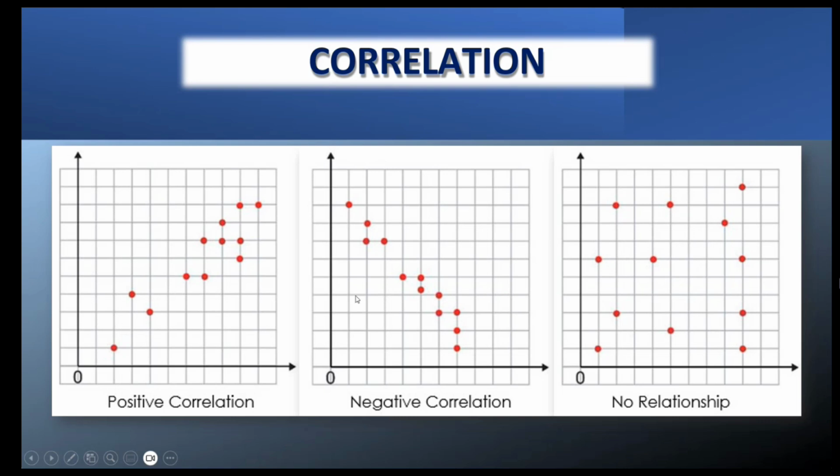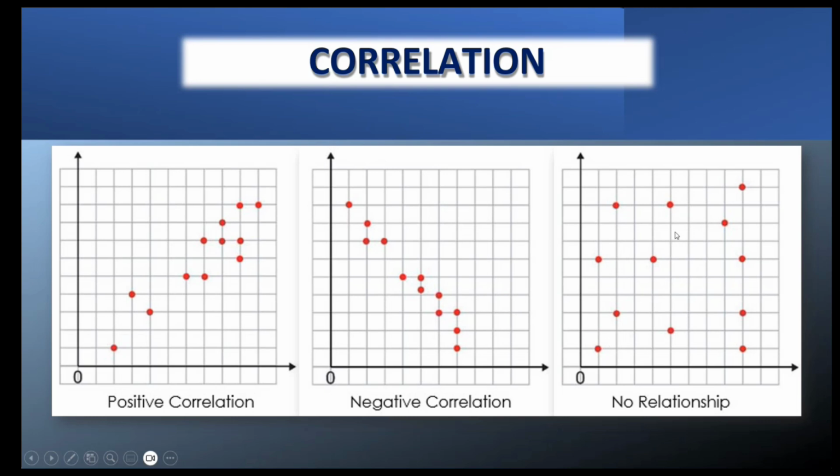For the negative correlation, this is how it looks like. It is actually decreasing. So what does it mean? When x increases, y decreases. And when x decreases, y increases. So it means the other way around. Okay?